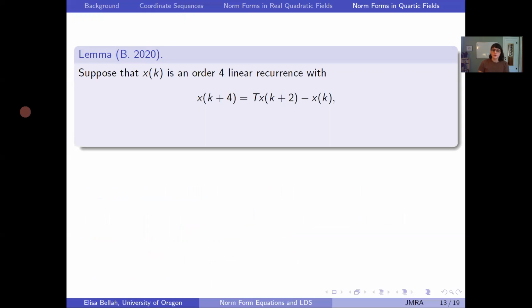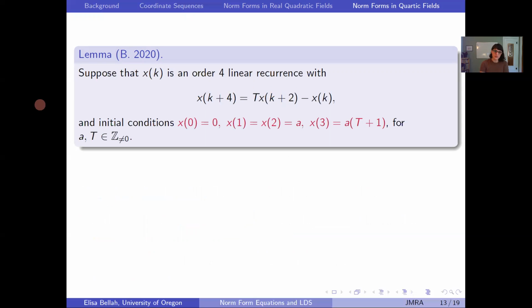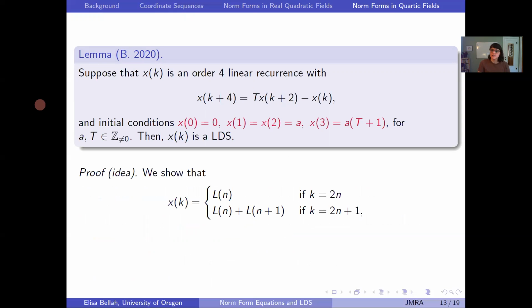So suppose that you had some order 4 linear recurrence with the same recurrence from the previous page, and initial conditions that I've written here in red. Then we can show that this sequence is a linear divisibility sequence. So I won't go into the details of this proof, but just the idea is to show that in the even case, your sequence is just equal to a Lucas sequence.